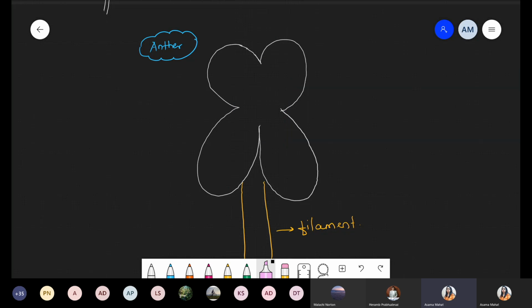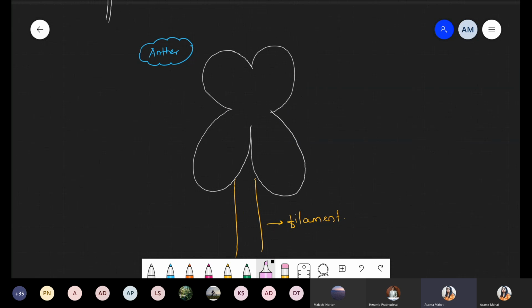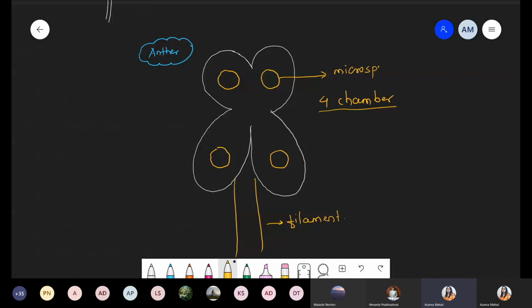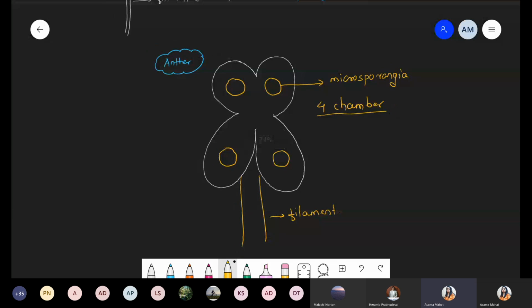But when we talk about how many chambers are present, in total it consists of four chambers. So 1, 2, 3, and 4. These represent the total four-chamber condition. And remember this thing, this typical structure is called sporangia. More specifically, it is called the microsporangia. Okay, microsporangia.